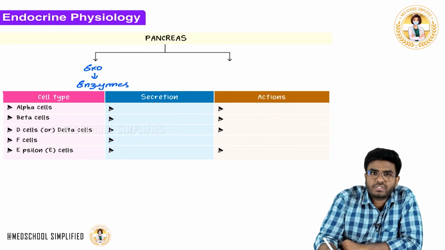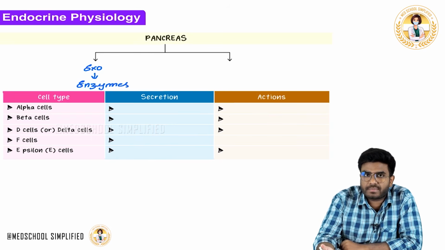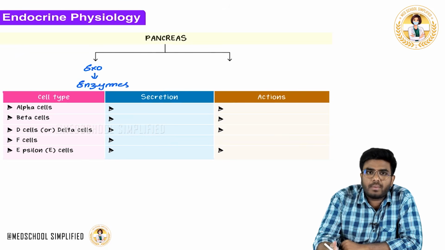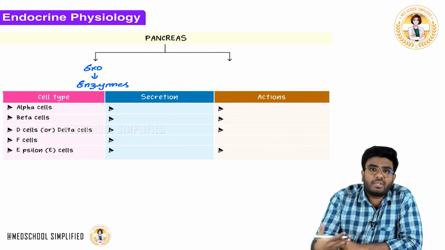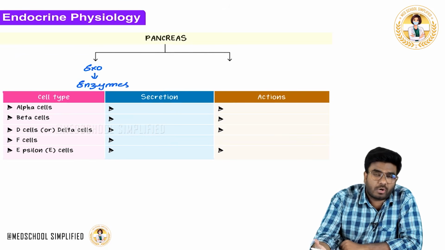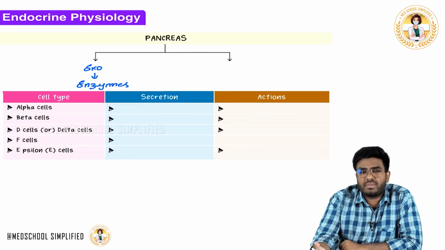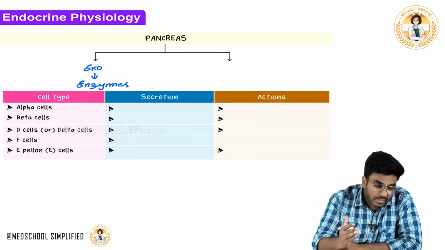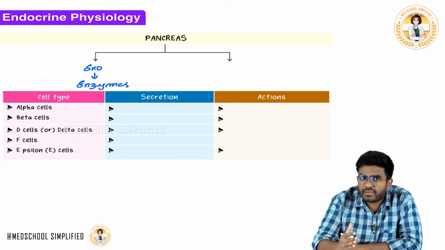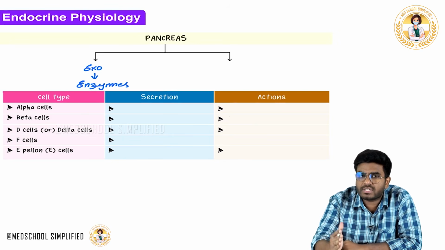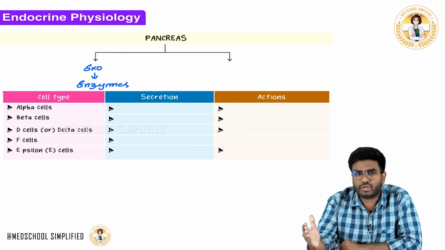Exocrine function is the production of enzymes like pancreatic enzymes: pancreatic amylase, chymotrypsinogen, trypsinogen, procarboxypeptidase, pancreatic lipases, colipases. All these enzymes help in the digestion of food. So this is the exocrine function: production of enzymes, and those enzymes help in the digestion of the food.